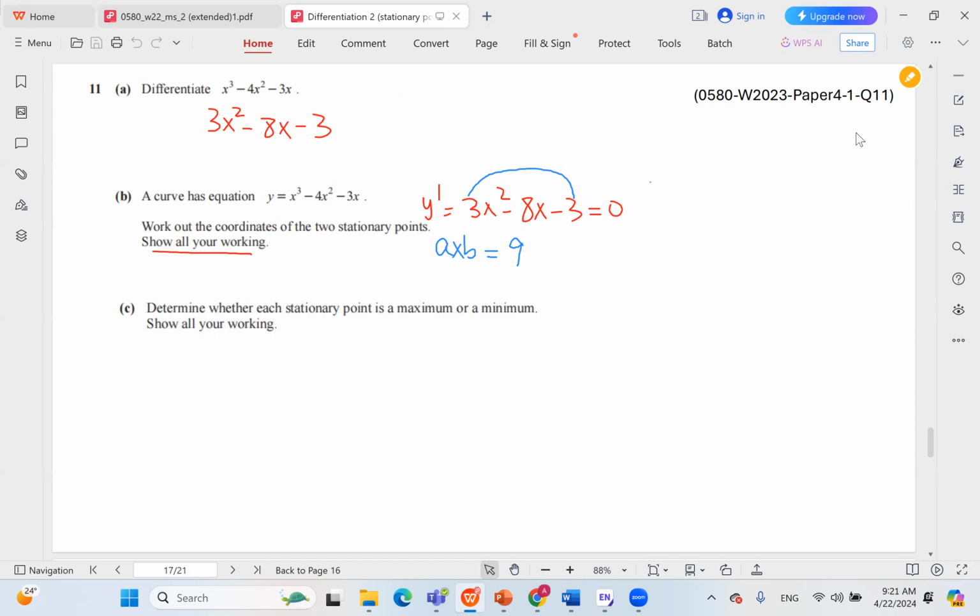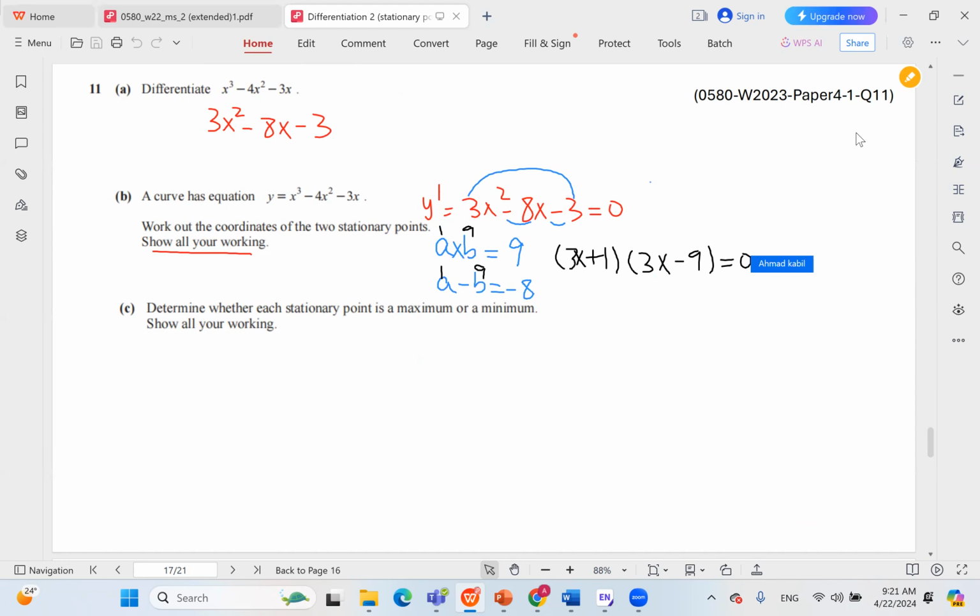And then their difference, because this is a minus here, so their difference has to be -8. So what two numbers would multiply to give 9 and subtract to give -8? Of course, these numbers are 1 and 9. 1 minus 9 is -8, and 1 times 9 equals 9 as well. So we have 3x plus 1 and 3x minus 9 equals 0.